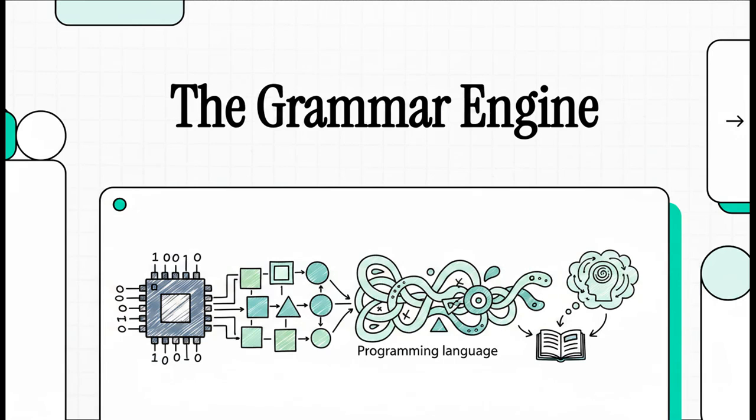Hey everyone, and welcome. So, have you ever stopped to think about how a computer, something that really only gets ones and zeros, can possibly make sense of a complex programming language? Or, even start to understand human language?